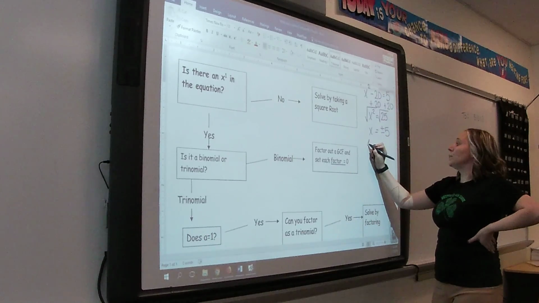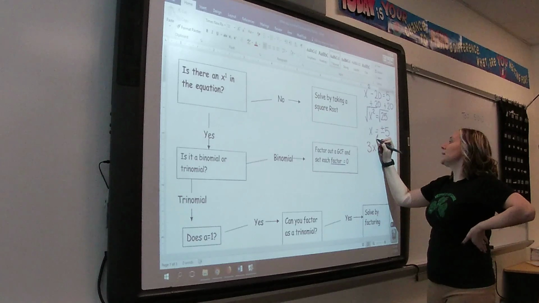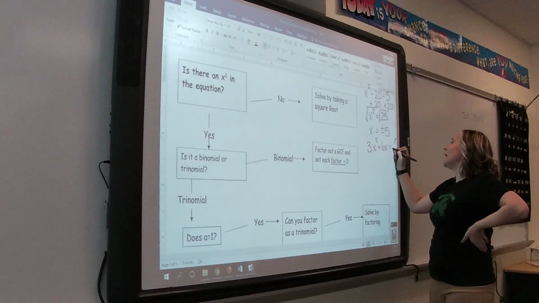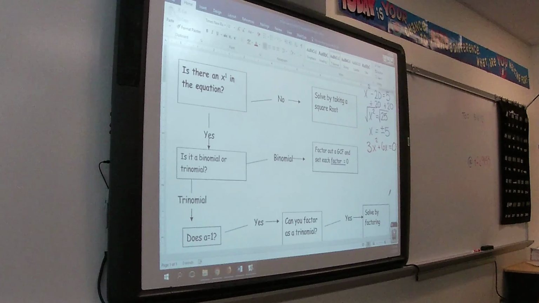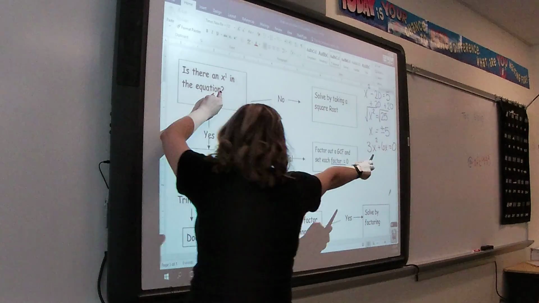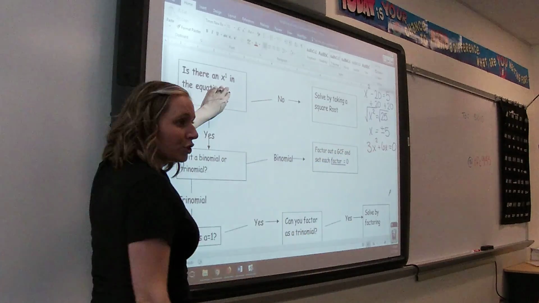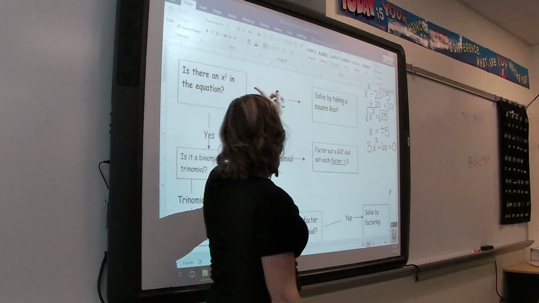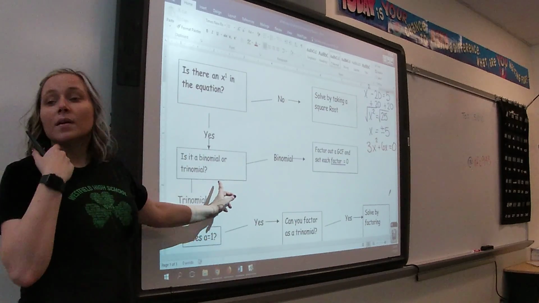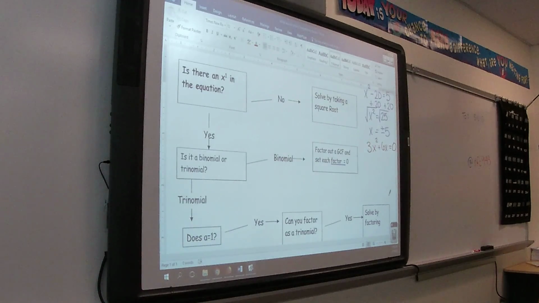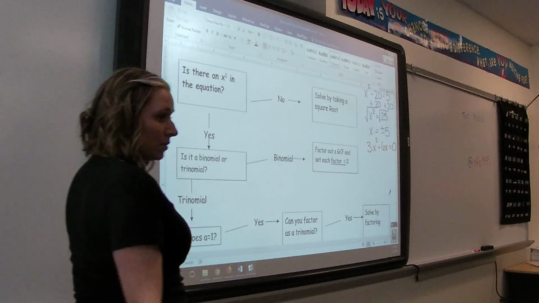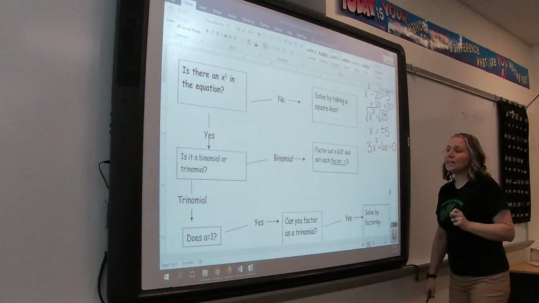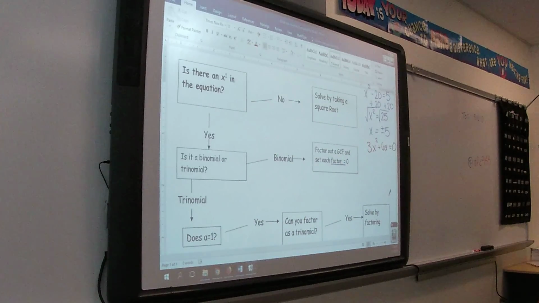Now again, over here, let's say we were given the problem 3x squared plus 6x equals 0. If we look at this problem, is there an x to the first power in the equation? Yes, right here, x to the first power. So we follow the yes line. Is it a binomial or a trinomial? Binomial. So we are going to factor out a GCF and set each factor equal to 0.